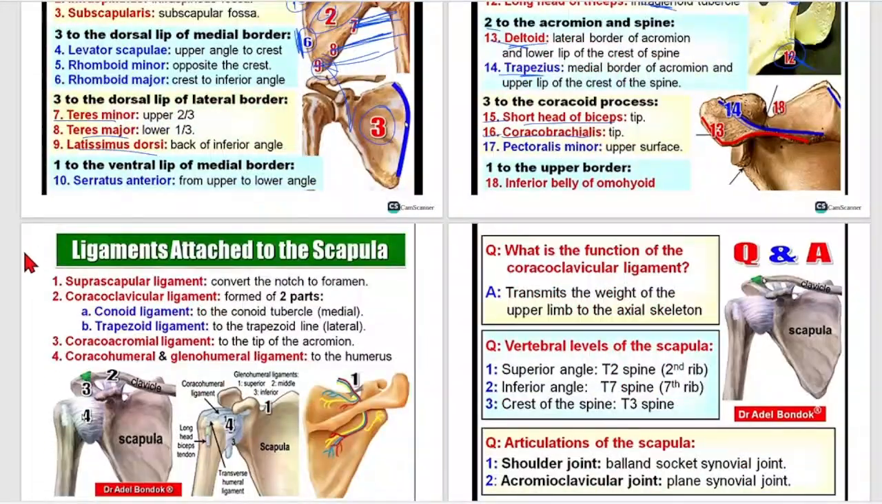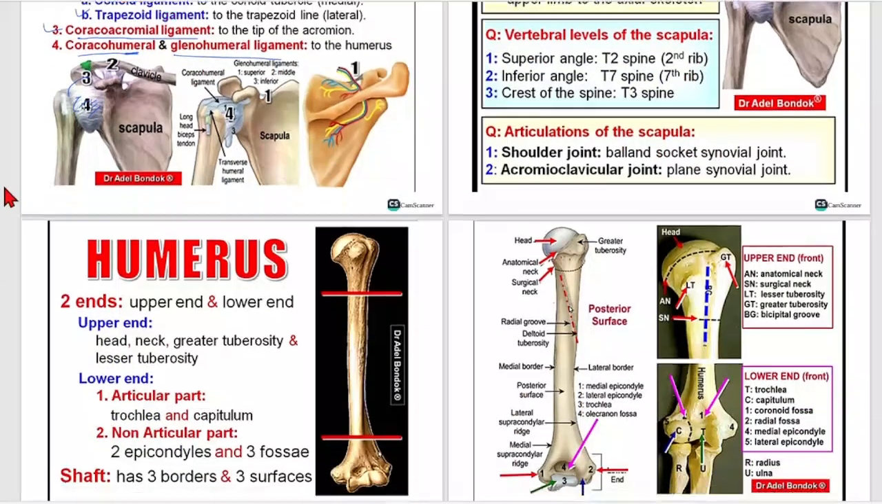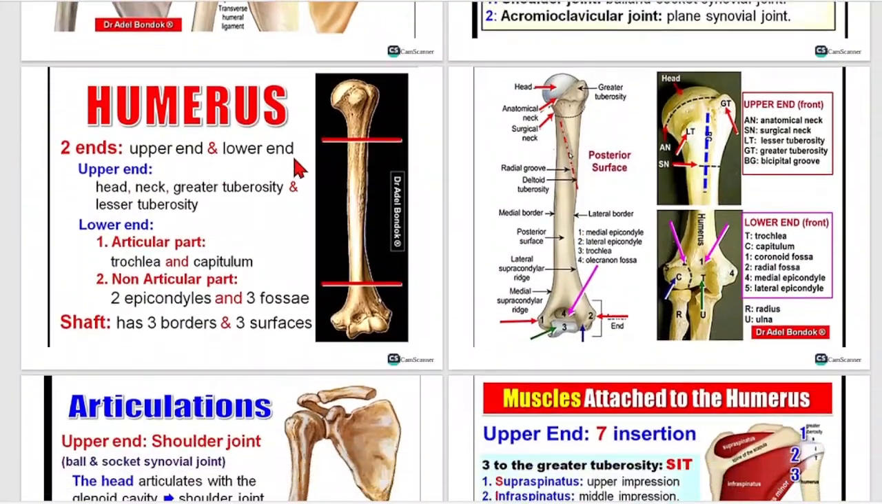Now come here to the ligaments of the scapula. The scapula has the suprascapular ligament, coracoclavicular ligament, conoid ligament, trapezoid ligament, coracoacromial ligament, coracohumeral ligament, and glenohumeral ligament. All these ligaments are attached here. Now about the humerus. We have already discussed it. Now, what is attached to the greater tubercle and to the lesser tubercle. This is the greater tubercle.